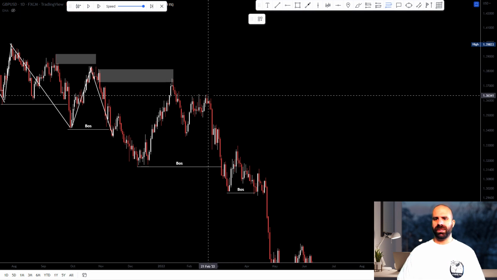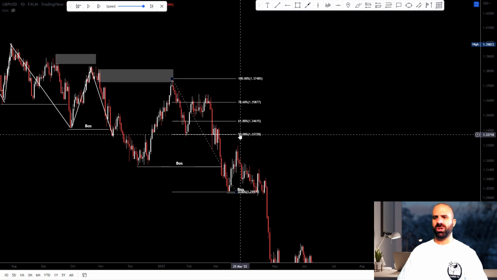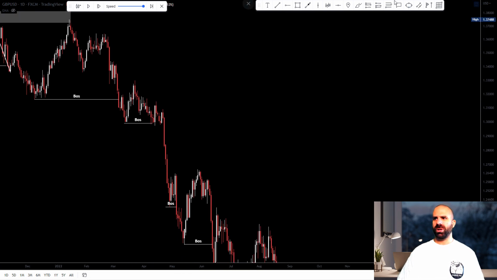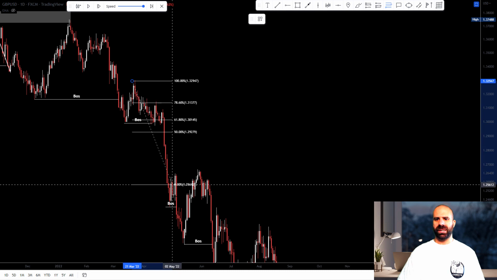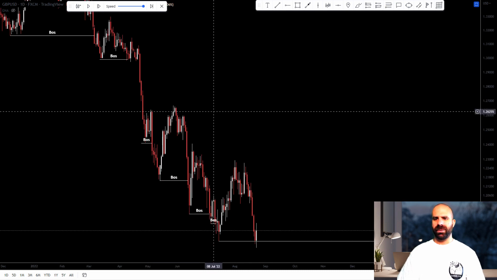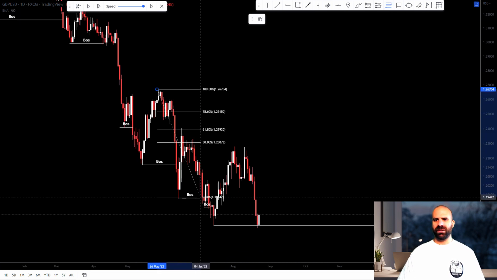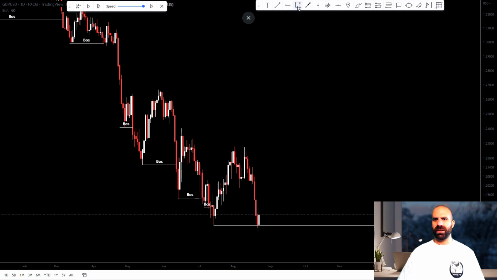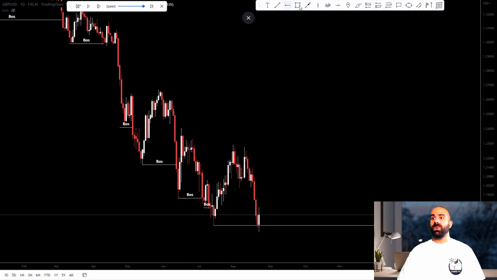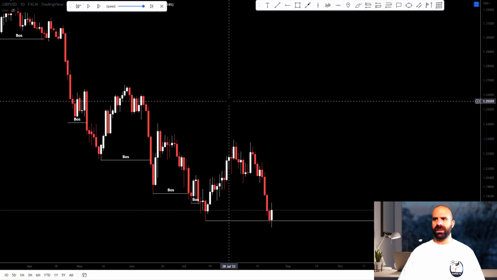Again, we broke structure right here. We apply the Fibonacci tool, not even close, never retraced, but instead we pulled back and we broke structure again. We would do it once again, apply the Fibonacci tool, and again nothing would have happened. Retraced, broke structure again. You do the same thing again and again. Did we retrace to the 78.6%, which would constitute this order block right here? We didn't. Instead, we came back with this movement and then we broke structure again.